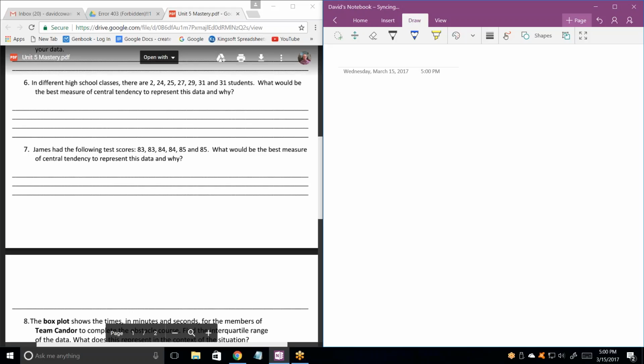Number 6. I'm trying to figure out number 6. The only thing I can think they want you to do here is add up all of the students. So it's 51, 82, 111, and 62 is 173. There's two classes that both have 31 in them.